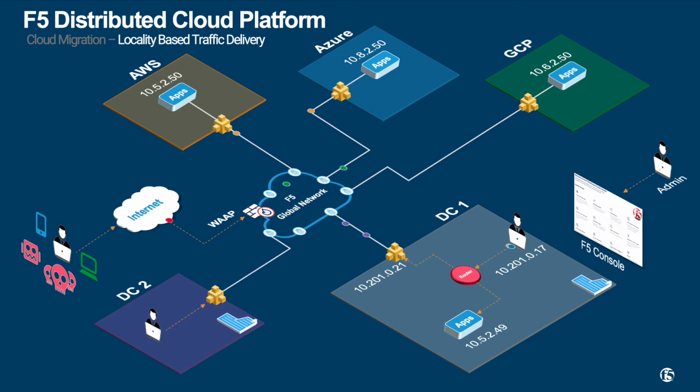What happens if your migrated apps are not working well and you need to roll back? Well, you just need to power up the DC apps and users from DC1 will be redirected back to the local copy.